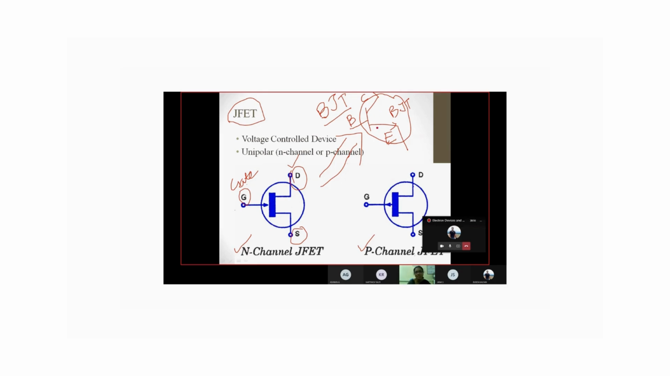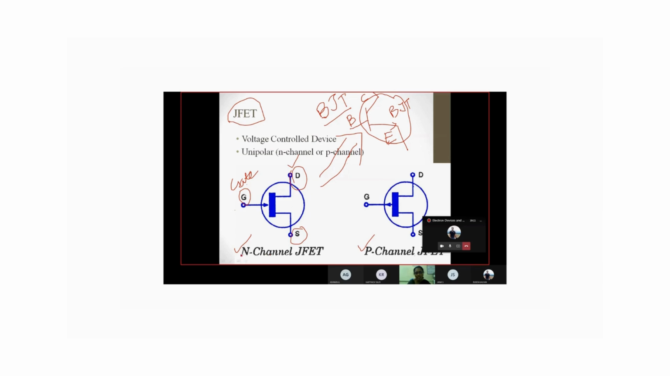In JFET, this is not exactly similar to BJT, but here there is a gate, and the gate is insulated from the channel with the help of one silica layer, which I'll explain in the next slide. I think we're able to understand what I'm trying to say.